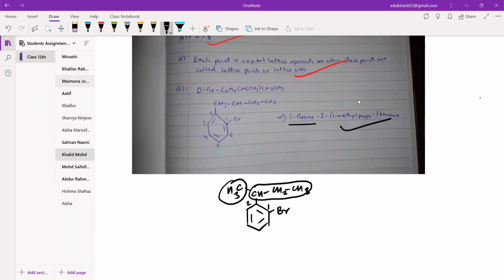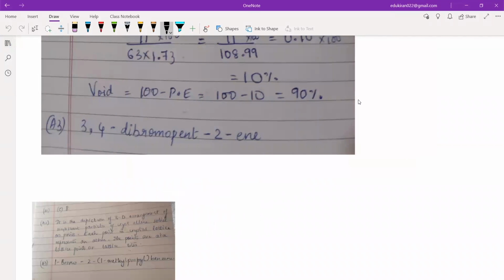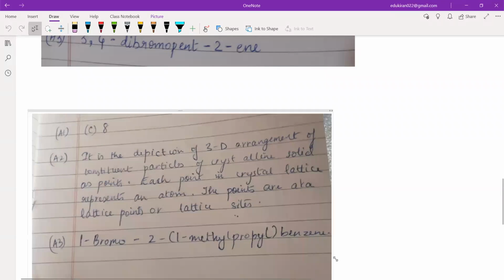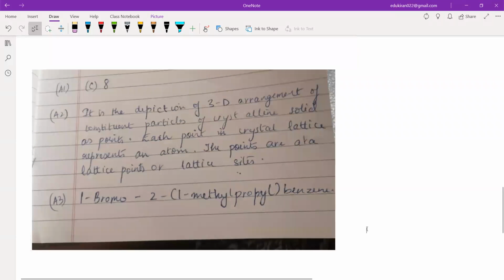Assalamu alaikum, Maimuna, how are you? Walaikum salam. Fine. How is Ramzan going on? Ramzan Mubarak, first of all. It's going good? Yeah, same to you.